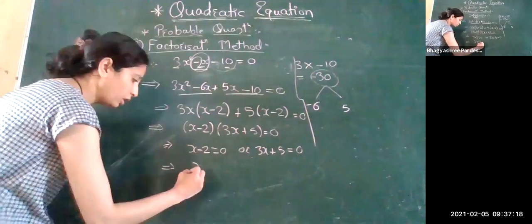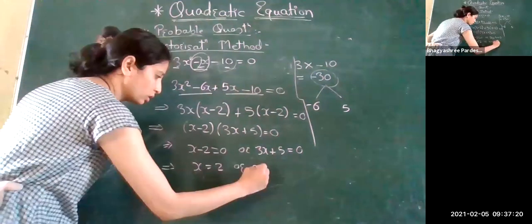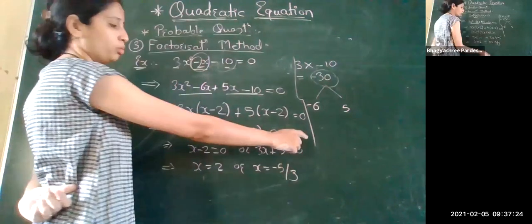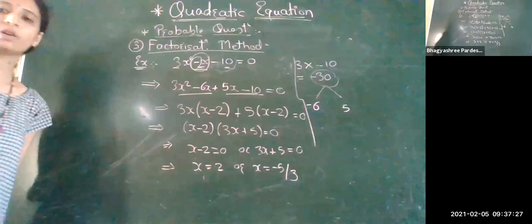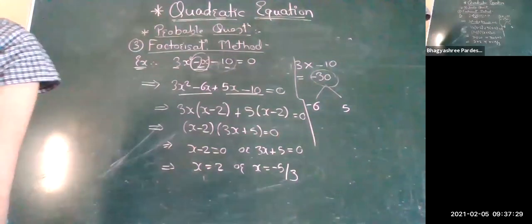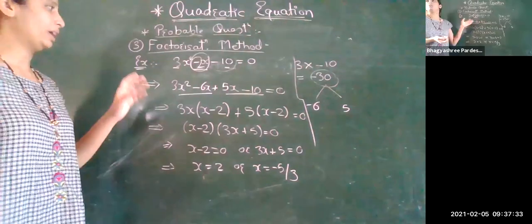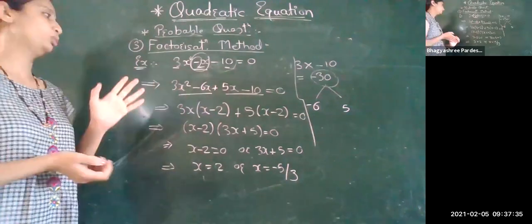So you get x is equal to 2, or 3x is equal to minus 5, so x is equal to minus 5 upon 3. So let me repeat this one more time. This is very easy. Questions can be asked for 2 to 3 marks.